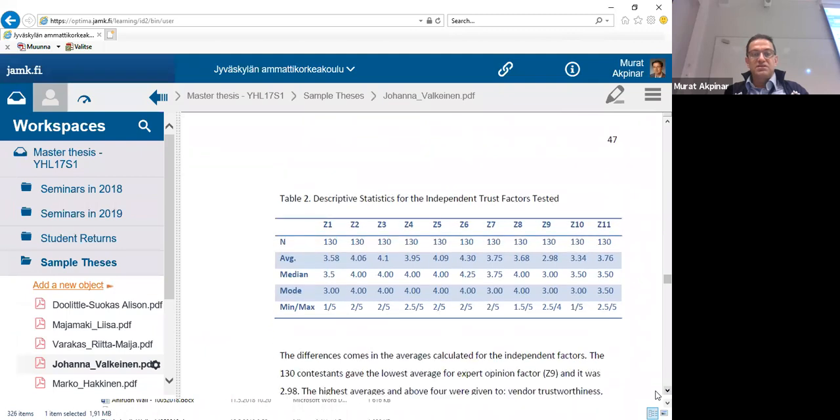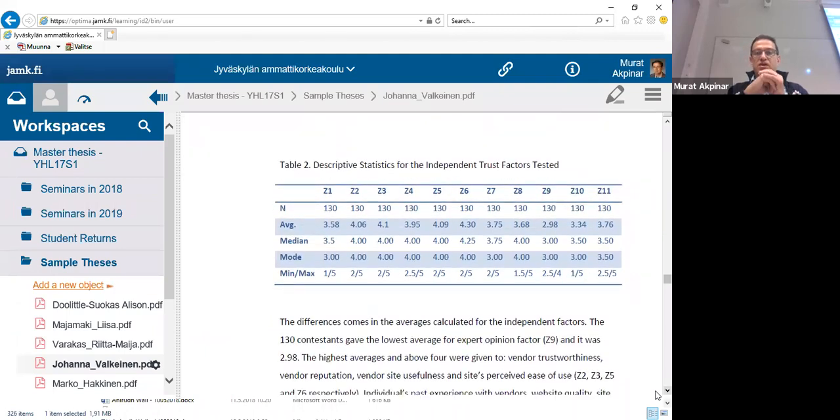And then we have this descriptive statistics for independent trust factors tested. Now, what we said, that all tables should be self-explanatory. So when you look at this table, do you understand anything? Oh, I see the N. I see that 130. Yeah. So actually, that is the sample size. Average, that is the mean. Fine. Median, mode, min, max.